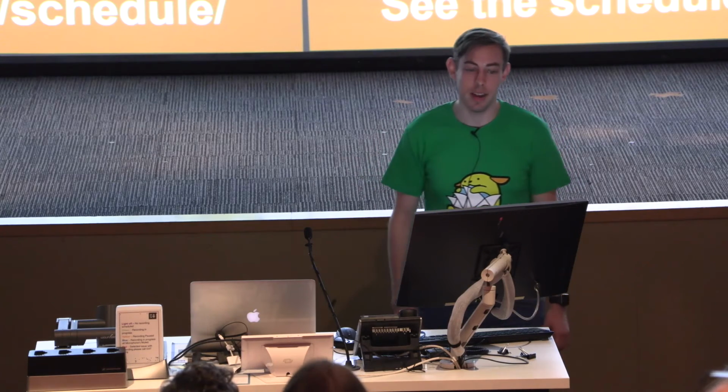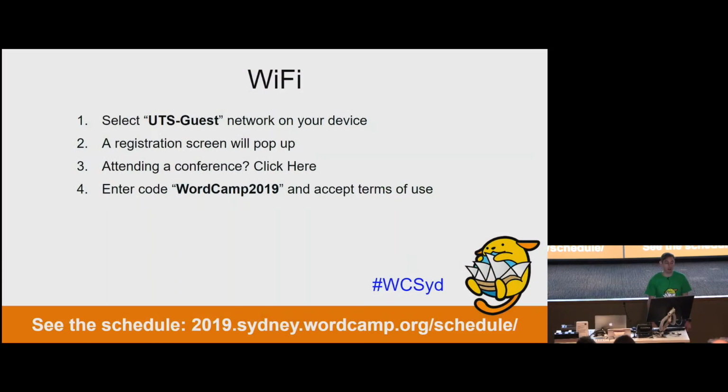Wi-Fi, probably the most important slide. So it's a little bit different this year. There's no individual login like last year. It's a bit nicer this year. So the network is, take a photo of it. The network is UTS guest, and then a registration screen will pop up. Don't register. There's a little button called attend a conference. Click here, and then you can enter the password. Ask one of the green shirts if you have trouble. Everyone got their photos? Great.